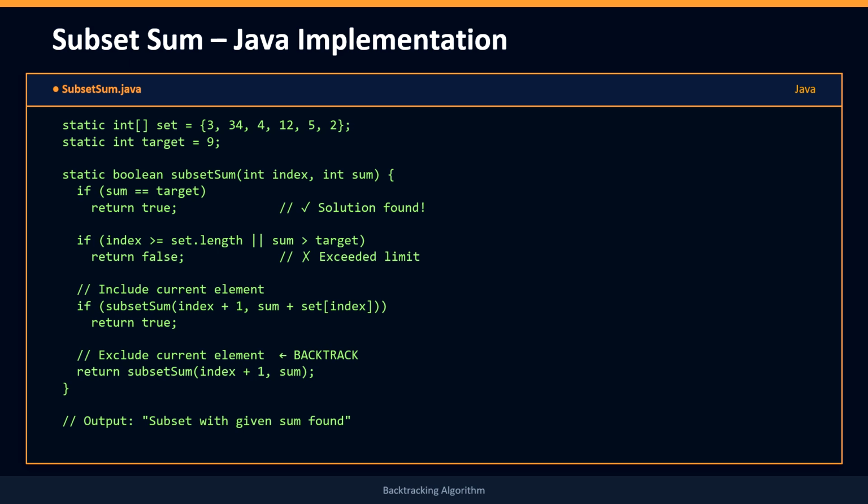Then we backtrack and try the next possibility. This way, the algorithm explores all combinations. Finally, if any combination matches the target sum, the function returns true.